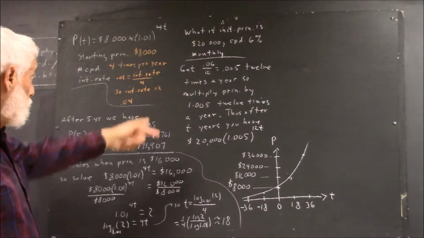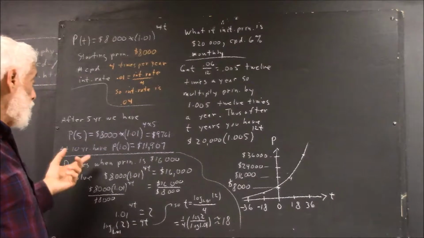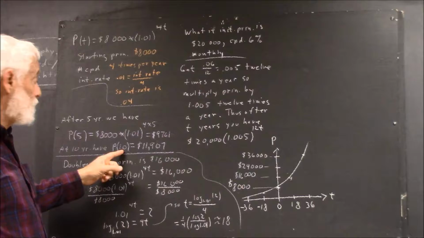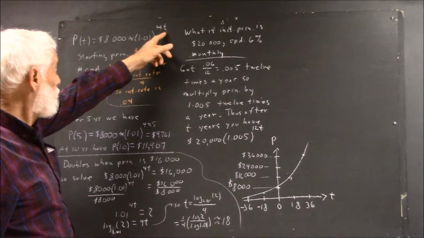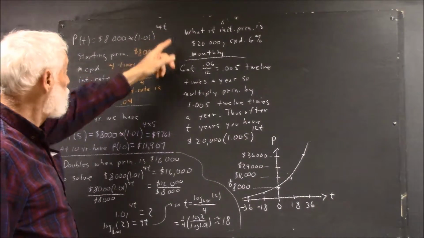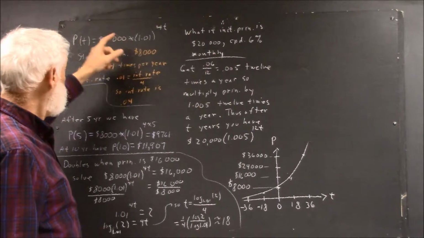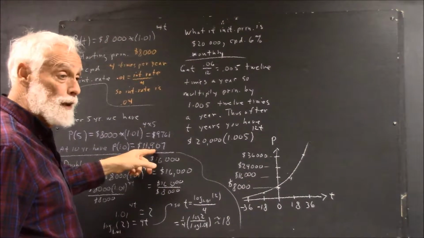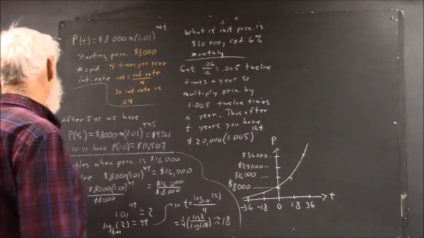People did fairly well with this. After 10 years, well, it's P of 10. So we just do the same thing. We plug in 10 for T. We're going to have 40 here, 1.01 to the 40th multiplied by $8,000 gives us $11,907.